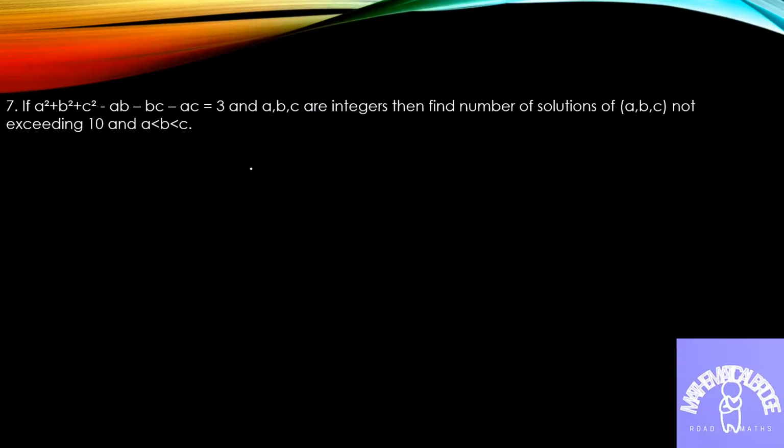Okay, next question is something like this. It tells if a square plus b square plus c square minus ab minus bc minus ac is equal to 3, and a, b, c are integers, then find the number of solutions of a, b, c not exceeding 10 and a is lesser than b is lesser than c. So as usual 30 seconds for this one also.